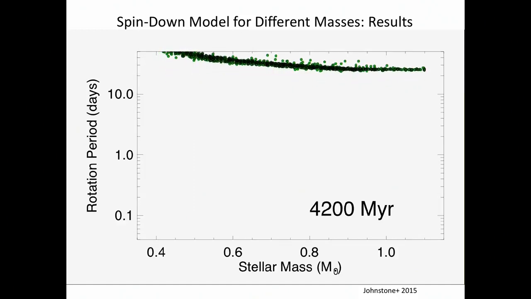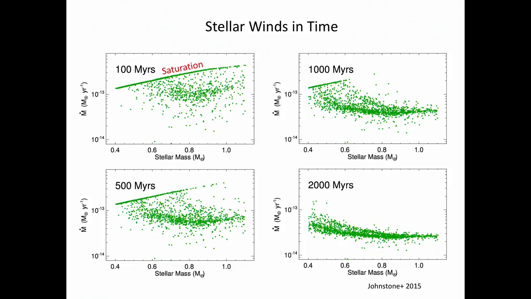Now you can derive from this model all the properties that were computed in the program in the background. This is the stellar wind in time for the same stars. You see stellar winds come down in time. It's 100 million years, 500, 2,000. Winds come down, they get less and less. And here, that's where we are now. The Sun is a bit lower than this, about down here.